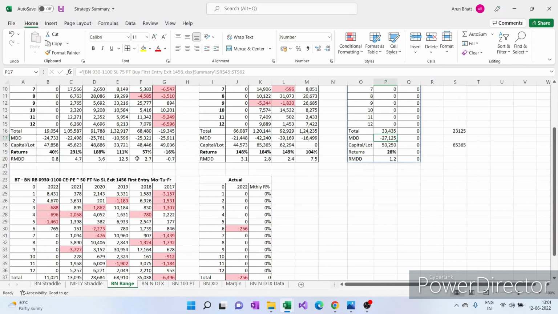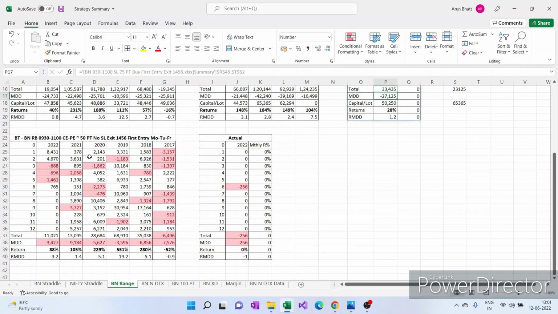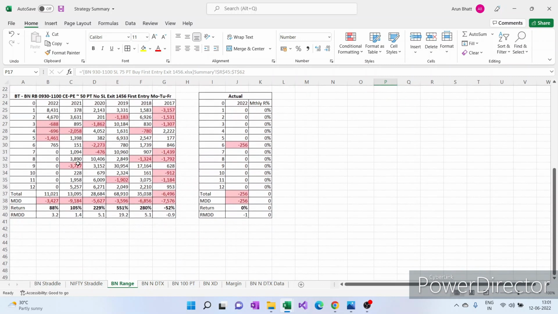So that's where I thought, if I go down to some far OTM options, how the back testing will look like. So that's where I went to 50 point, the same logic, and I restricted it to Monday, Tuesday, Friday, because for the far OTM options, the issue is on Wednesday and Thursday. If there is not much movement, the decay will be very fast. So we want to avoid those decays.